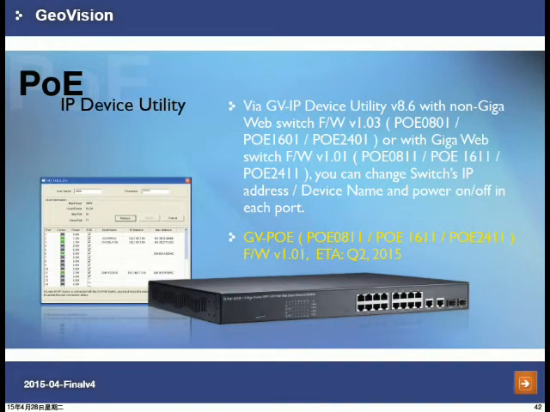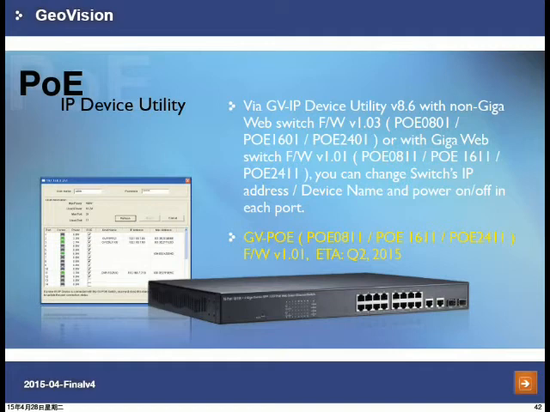So the next feature is what we talked about in the very beginning. This feature is going to be integrated with the next version of the GV IP utility. So what are the advantages of these features? You can actually change the IP address of the switch and the device name, and even power on or off each port. So through the IP device utility, you can search the IP address of this PoE, and all of the cameras connected to this PoE will also be displayed here.